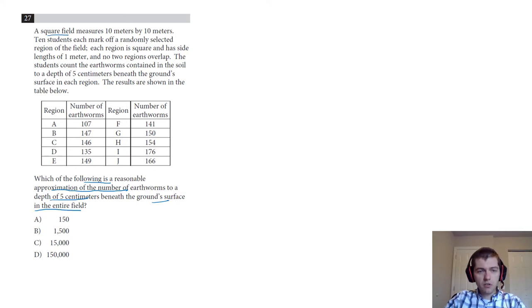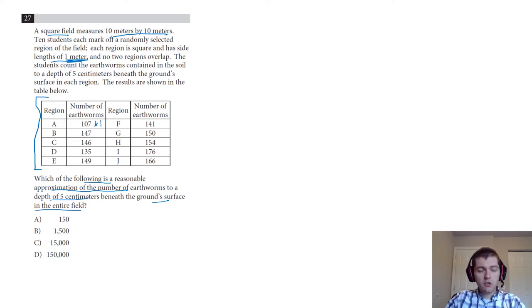The entire field measures 10 meters by 10 meters. 10 students mark off a random section of the field. Each region is a square that has a side of 1 meter by 1 meter. So each sample is 1 square meter. And no two regions overlap. The students count the earthworms. Results are below.